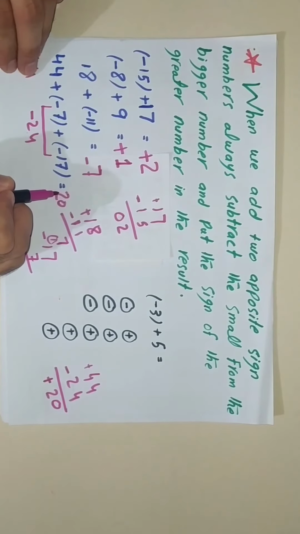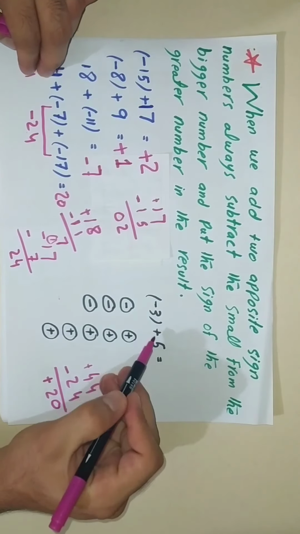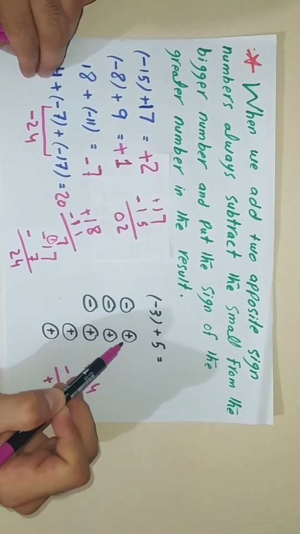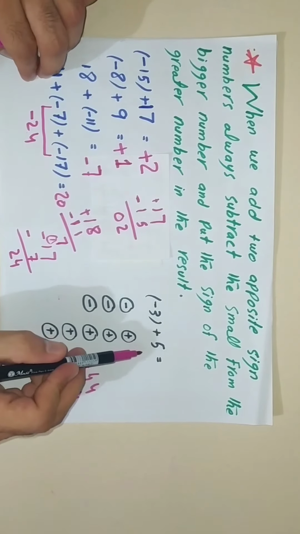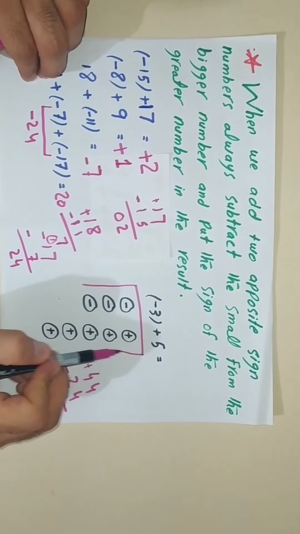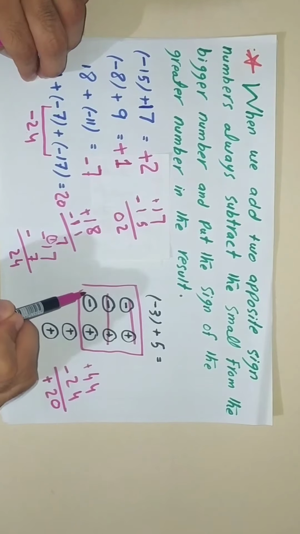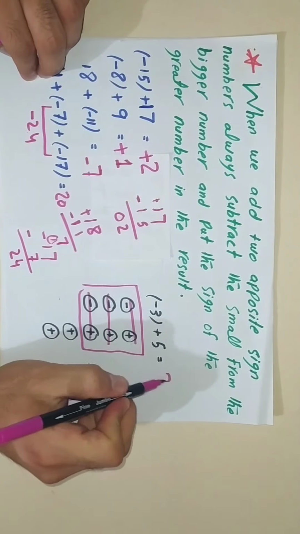Now I will make you understand from here. There are 3 minuses, 1 2 3, and there are 5 pluses. So these 3 will cancel with each other. They will go with these, and what is remaining? Just 2 pluses remaining. So I will write here it is 2.